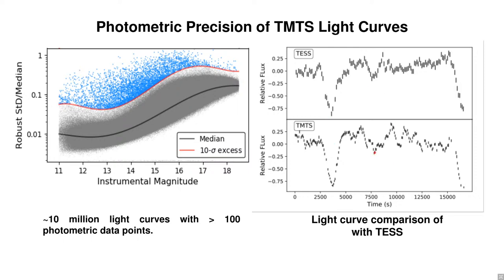And on the right of the slide, we show the comparison of our light curve with TESS. The upper panel shows the TESS light curve for the same object, and this is the TMTS light curve. You can see we have a better precision than TESS, especially for the faint stars.